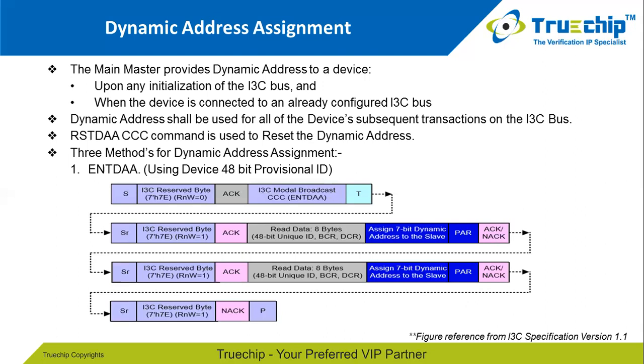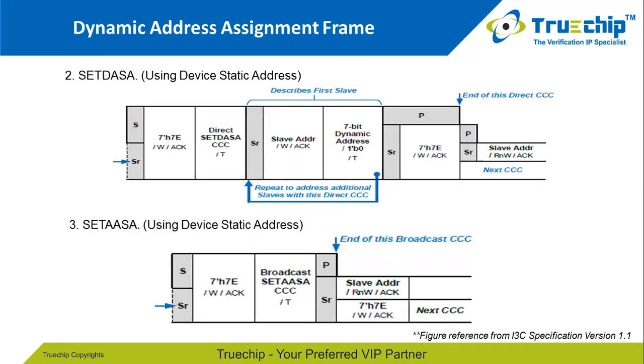Moving forward to another method, the second is SETDASA. This CCC allows the master to assign a dynamic address to one slave using the slave's static address. This is faster than the ENTDAA dynamic address assignment procedure. The SETDASA CCC should always be used before the ENTDAA CCC is used. Shown in the figure, the newly assigned address is transmitted in the dynamic address byte, where the 7 most significant bits, 7 down to 1, contain the 7-bit dynamic address, and the least significant bit, bit 0, is filled with the value 1'b0.